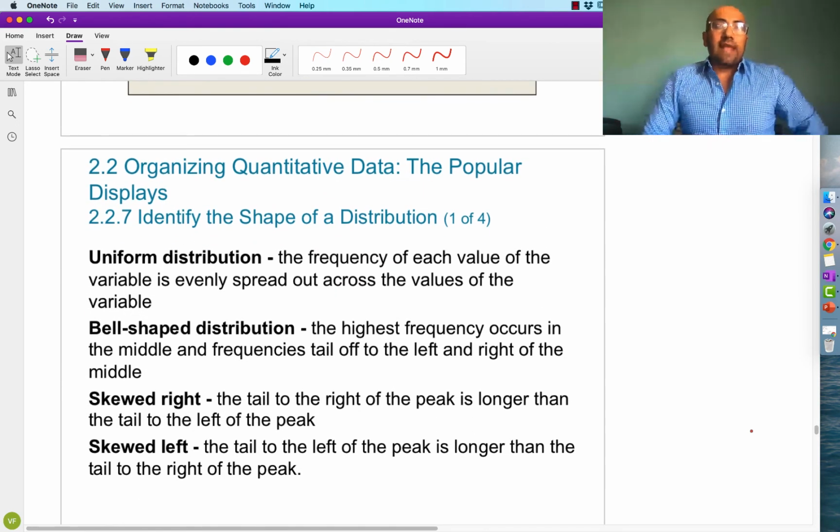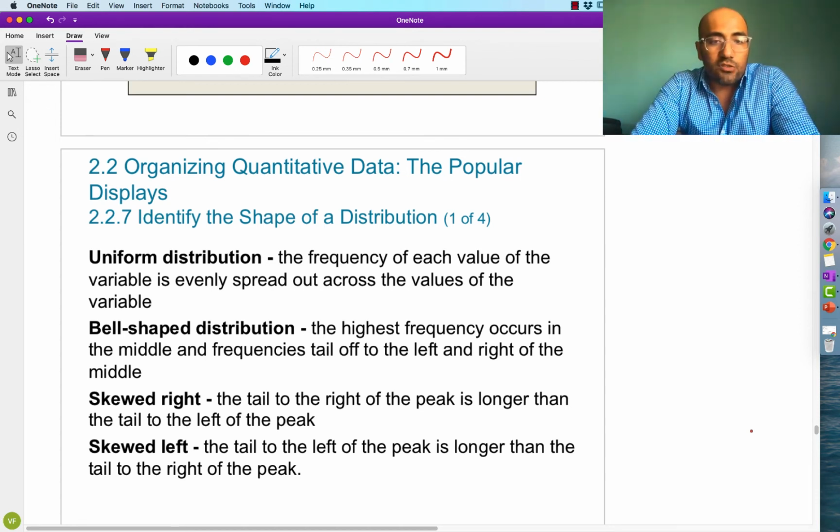The shapes of the data. So often we're just getting a general sense of the data, the shape of it, a pattern that might emerge. So there's a couple of general patterns of graphs that we pay special attention to. One of them is called a uniform distribution. This is the frequency of each value of the variable is evenly spread out across the variables, right? Uniform. Everyone is the same. So across the different classes, they're all about the same.